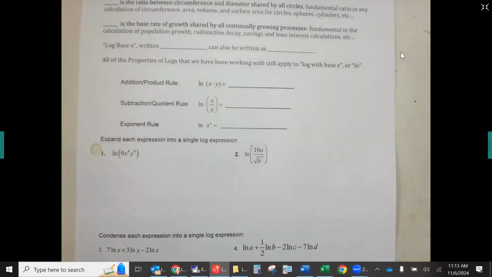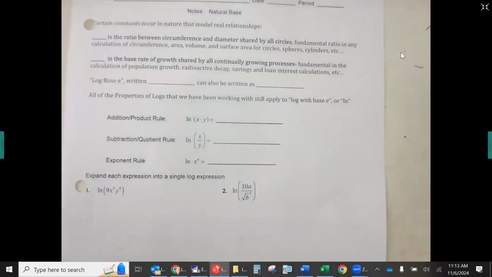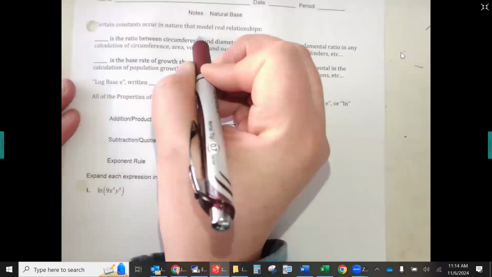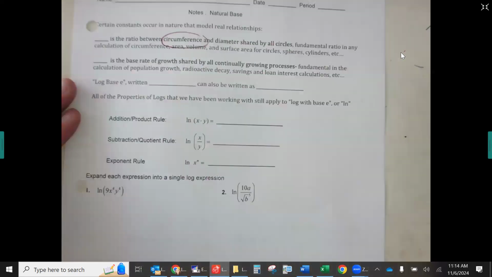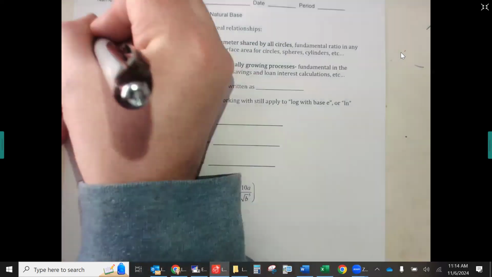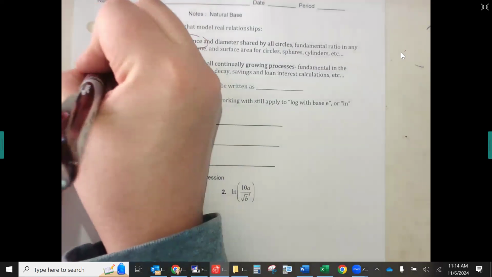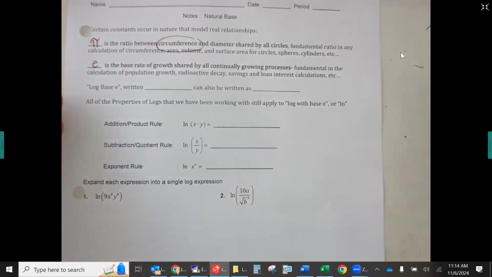So up here at the top. Okay, there are certain constants that occur in nature that we have special letters for. Okay, one of them that you might know is used in the circumference formula of a circle. Can anyone think of what? It would be pi. Very good. Okay, pi is a special symbol that stands for an irrational number, 3.14, and so on. Okay, there's another one, and it is e. Okay, and e is the base rate of growth for continually growing processes. So exponential growth, exponential decay.